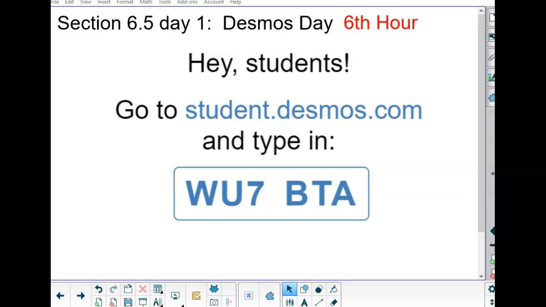You do not need the calculator part on Desmos. All you need to do is go to student.desmos.com and type this code in, and then you'll get to a title that says copy of graphing square and cube root functions, and you just use that activity. So you don't need the calculator on Desmos. It walks you through it.